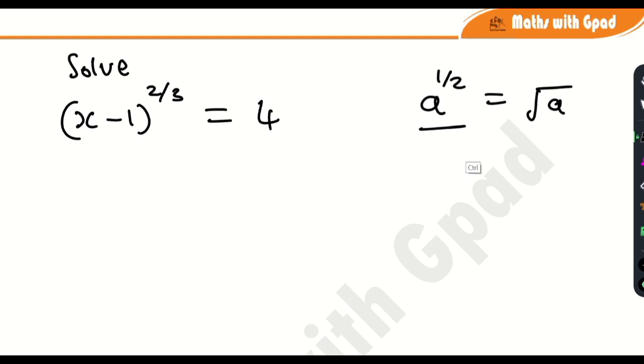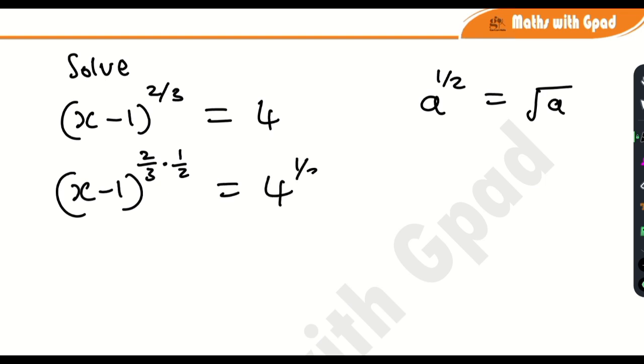So what does this mean? It means that I am going to square root both sides. That would be me multiplying this fraction by 1 over 2. So let's do that. That will be x minus 1 all raised to the power 2 over 3 times 1 over 2. Now you must do the same thing to the right hand side. So 4 raised to the power what? 1 over 2.